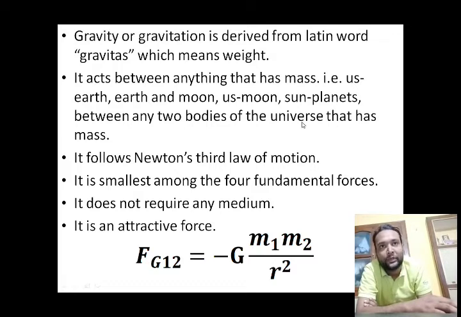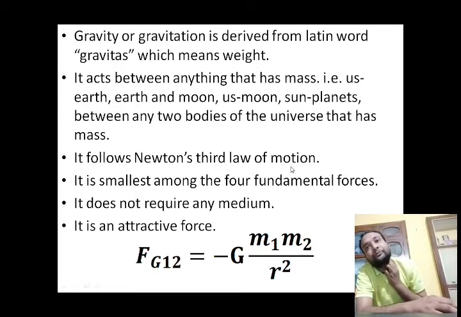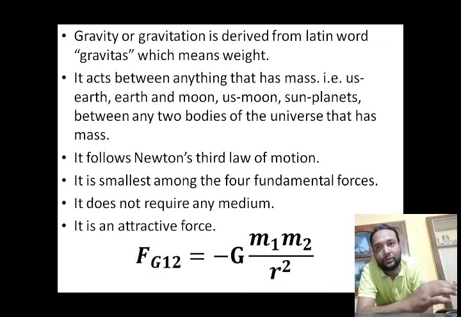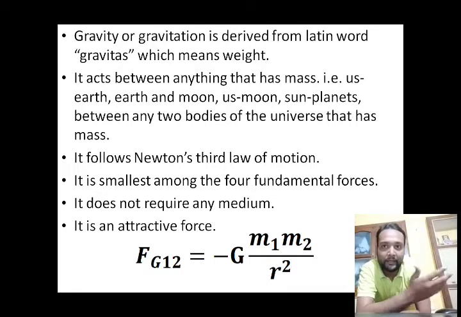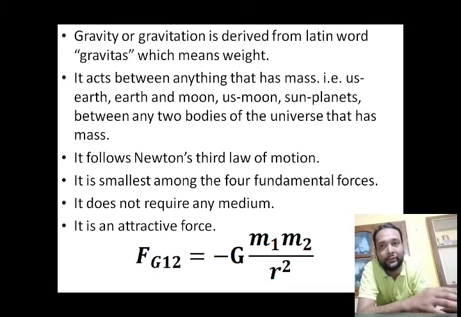Now this gravitational force obeys the third law of motion, which is Newton's third law of motion. It means every action has an equal and opposite reaction. It means the gravitational force of body 1 on body 2 is equal and opposite to the gravitational force of body 2 on body 1. This will be seen in the next slide. It will be easily understood using that slide.